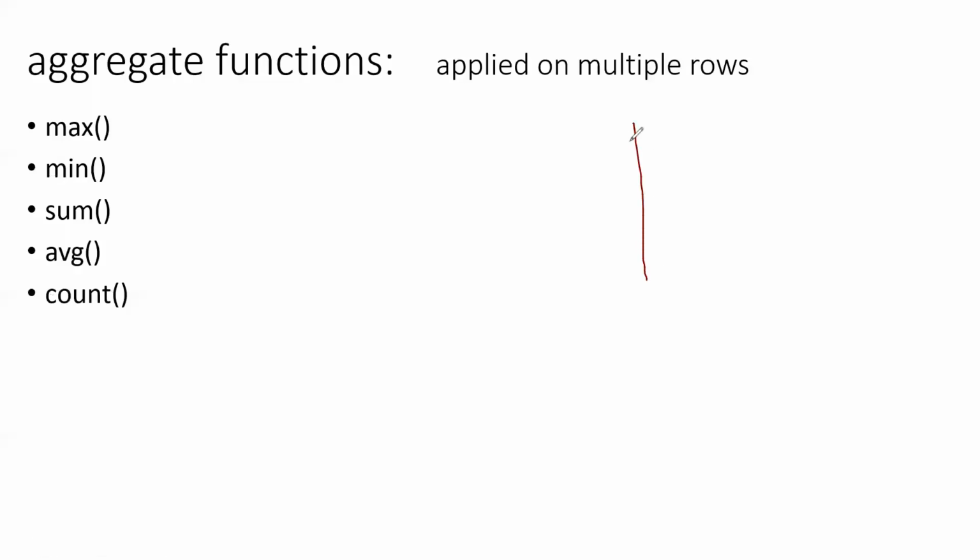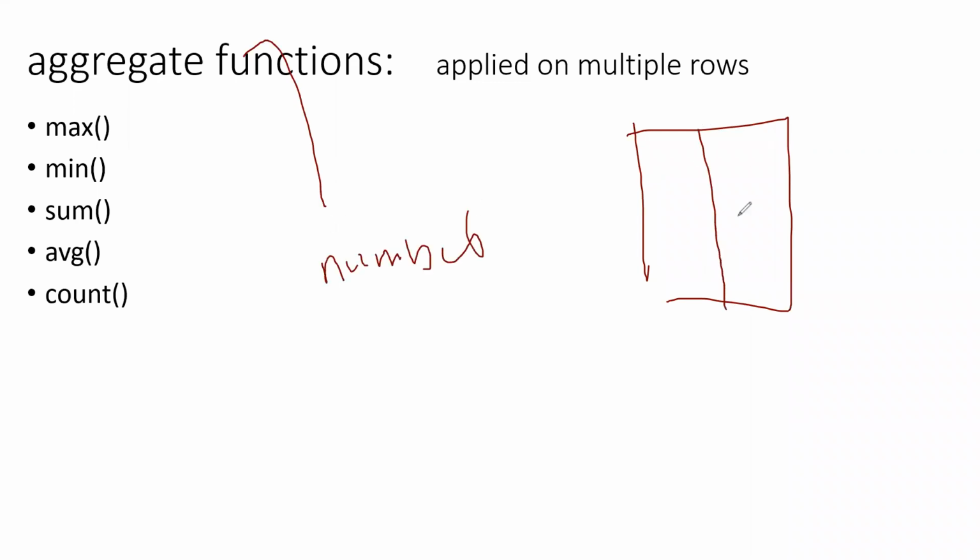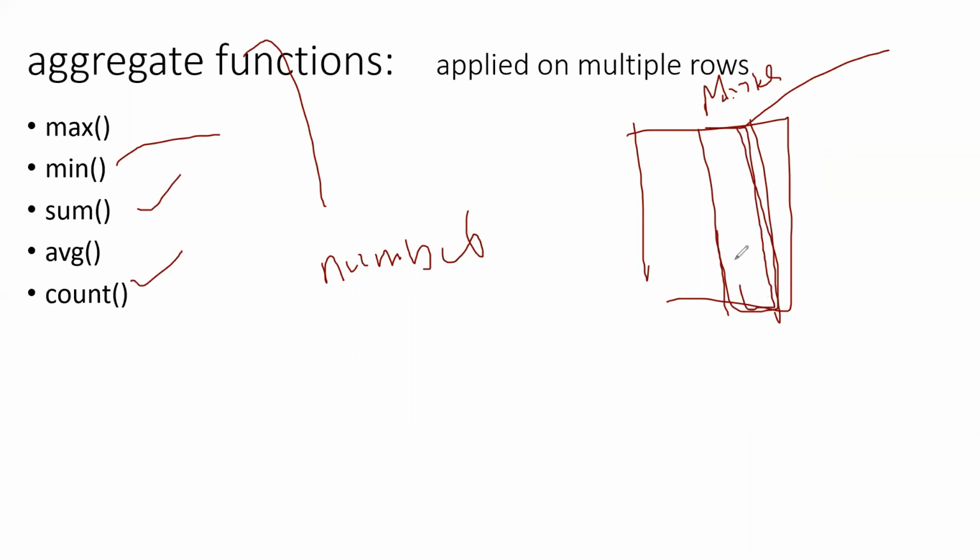Aggregate function. Aggregate functions can be applicable only on numbers. For example, marks are numbers. We can aggregate them. So how can we aggregate? What are the functions? What are the maximum marks in this? What are the minimum marks? What is the total sum? What is the average marks? Number of count: how many students are there?